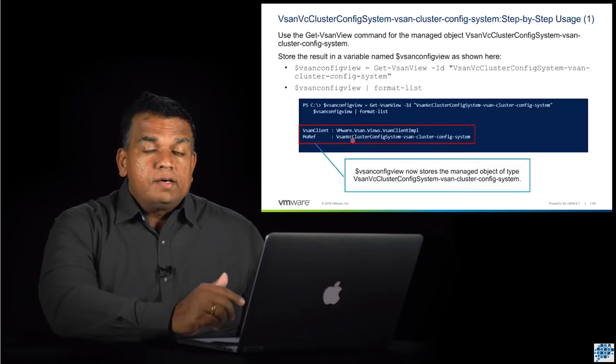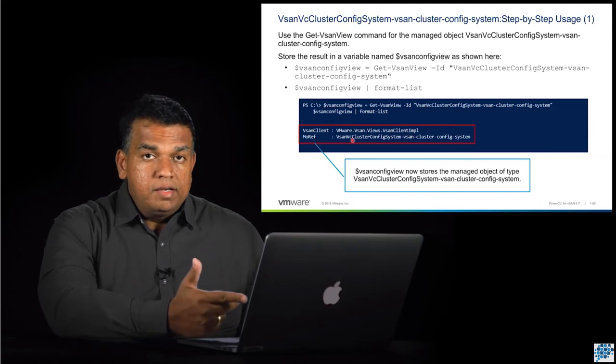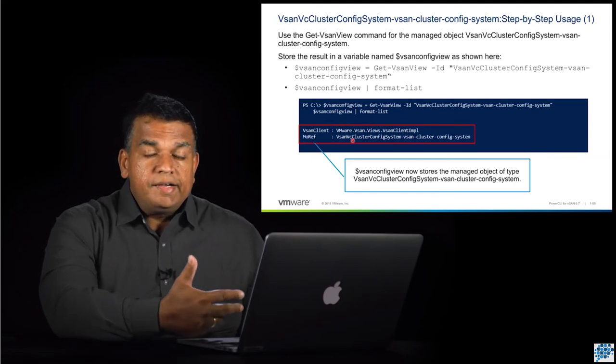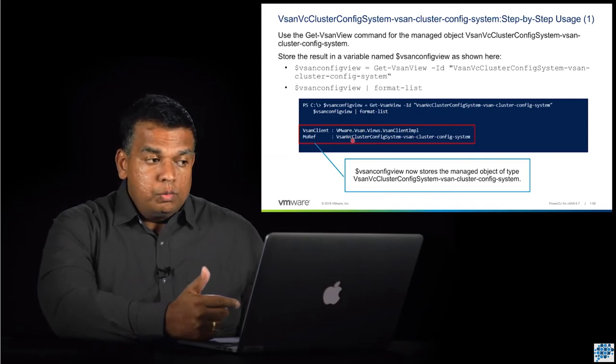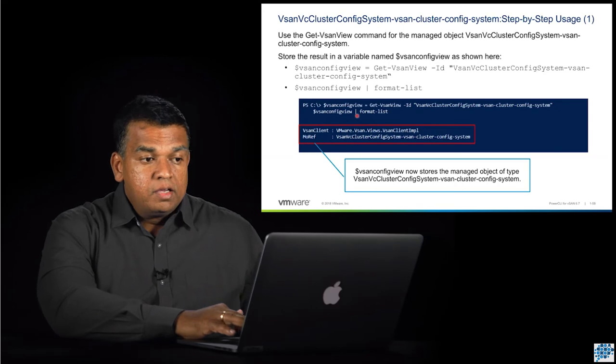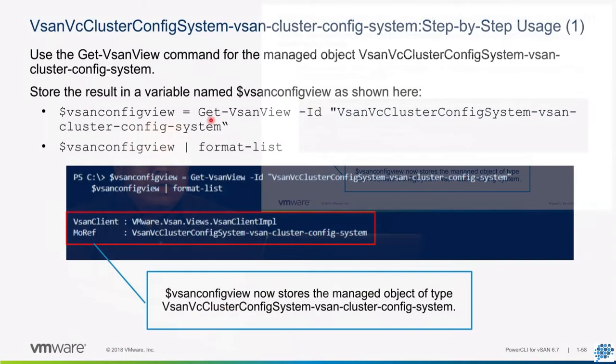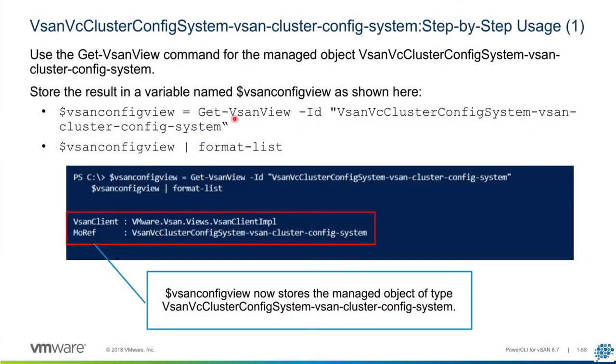For doing that, as I suggested earlier, this syntax is slightly tricky. I mean, it takes a little getting used to. So we'll see how it works exactly. First of all, in the first line, I'm running the command Get-VsanView. And instead of running it without any parameters like we did last time, I specify the ID, and I'm specifying this particular managed object which we are discussing, which is the vSAN VC cluster config system. This is the object I'm going to focus on.